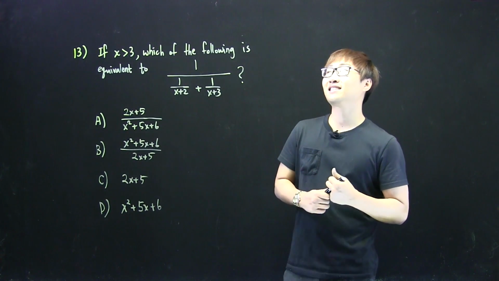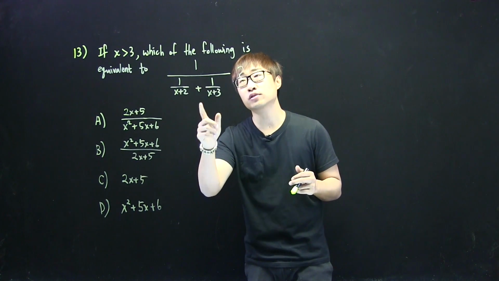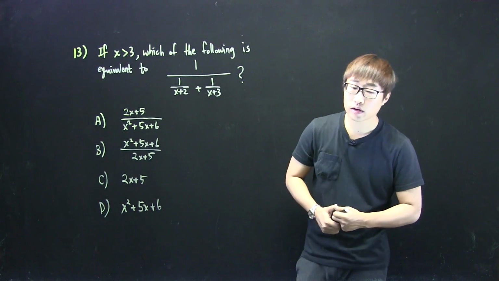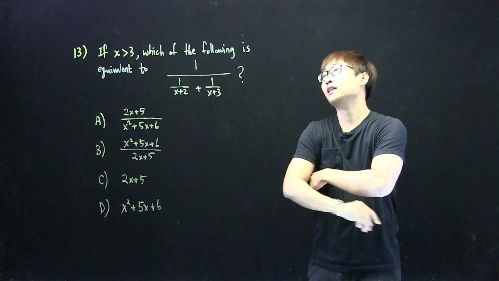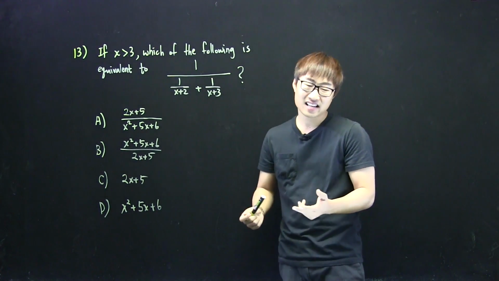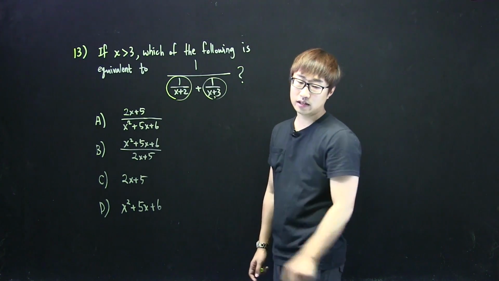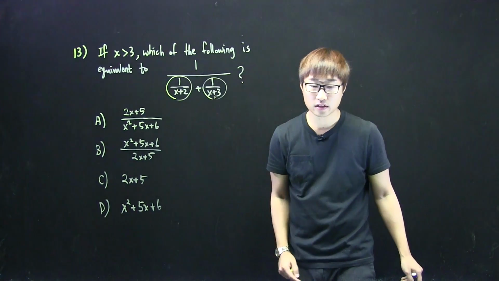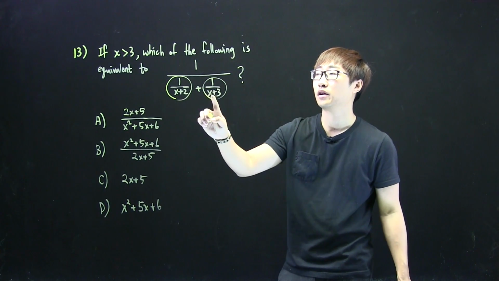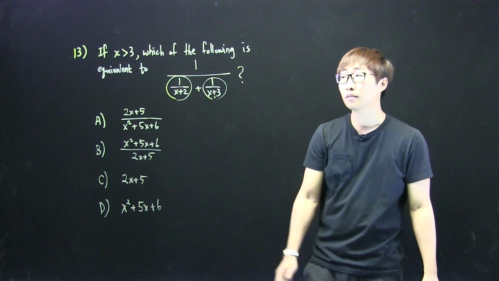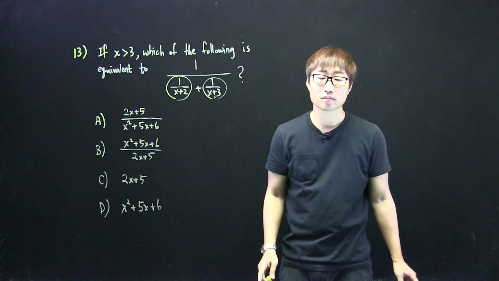Number 13. If x is greater than 3, which of the following is equivalent to 1 over x plus 2 plus 1 over x plus 3? Okay, I'm going to look at my answer choices. And clearly, I do not have anything like fraction over fraction, right? So we got to take care of that, which means for sure, these guys got to go, right? Because that's fraction over fraction. And they have to go, which means I got to multiply by something to cancel out the denominators on the bottom, which probably is the same thing, x plus 2 and x plus 3, in order to cancel out those on the bottom, right?